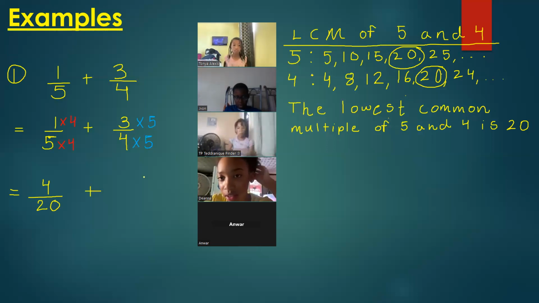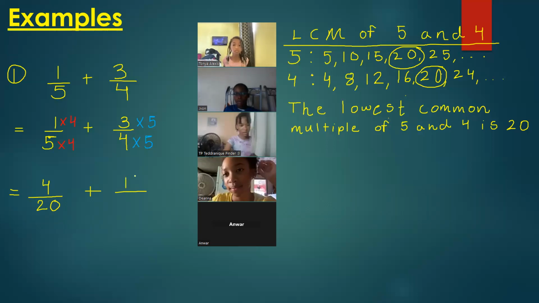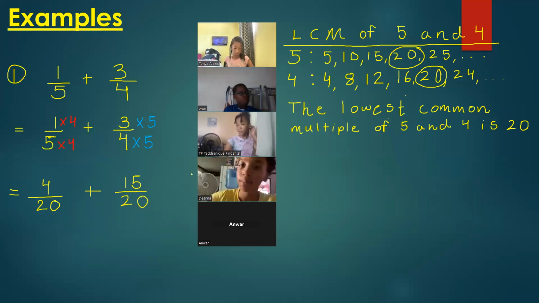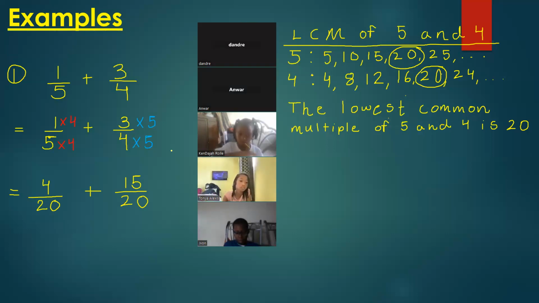Tedranik, what is 3 times 5? 15. Very good. And what is 4 times 5? 20. Very good. Diana, what is 3 times 5? 15. And what is 4 times 5? 20. Very good. Ariana, what is 3 times 5? 15. What is 4 times 5? 20. Very good.